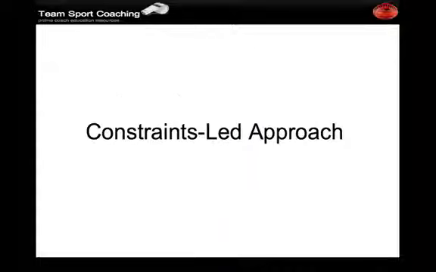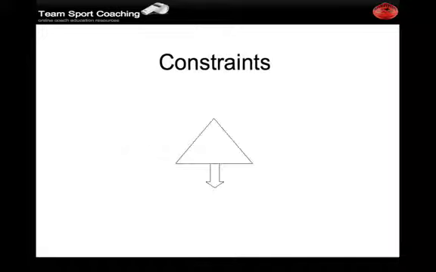We'll carry on. So we want a handball game, and we're going to use a constraints-led approach in designing how this handball game works. So basically constraints are any factors at any given time that influence how performance or learning unfolds. And in the model there's generally three categories of constraints.